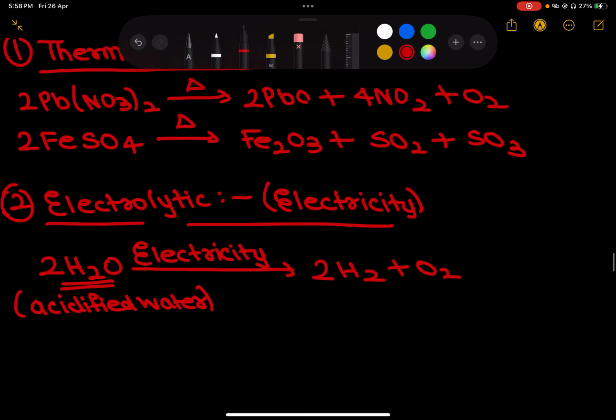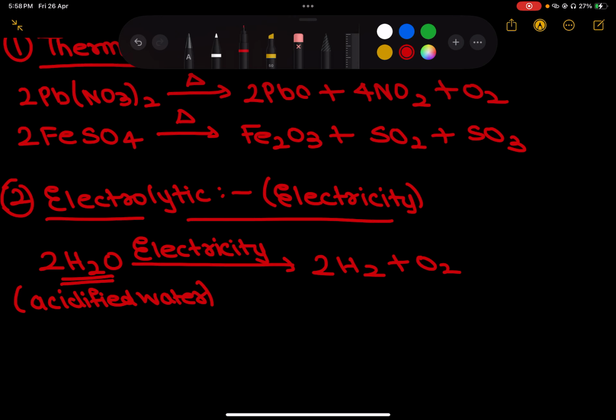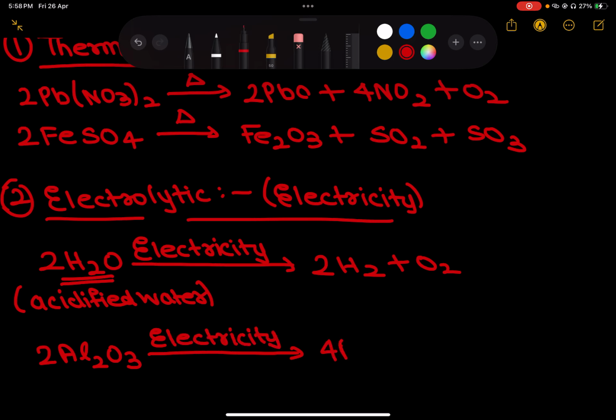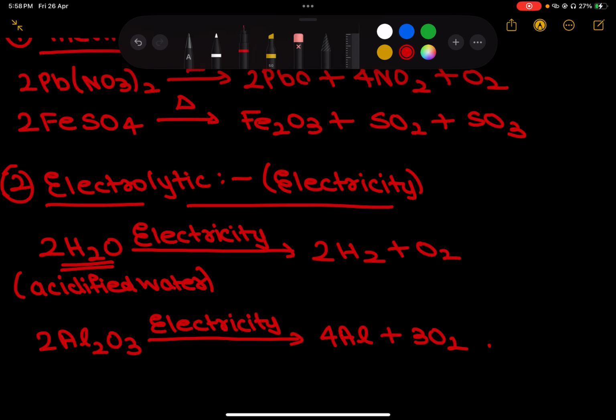Simple. One more example we'll see, which is 2Al2O3 under electricity decomposes to give 4Al plus 3O2. Here, Al2O3, which is aluminium oxide, is in its molten form, and it is called alumina. So it is molten alumina.